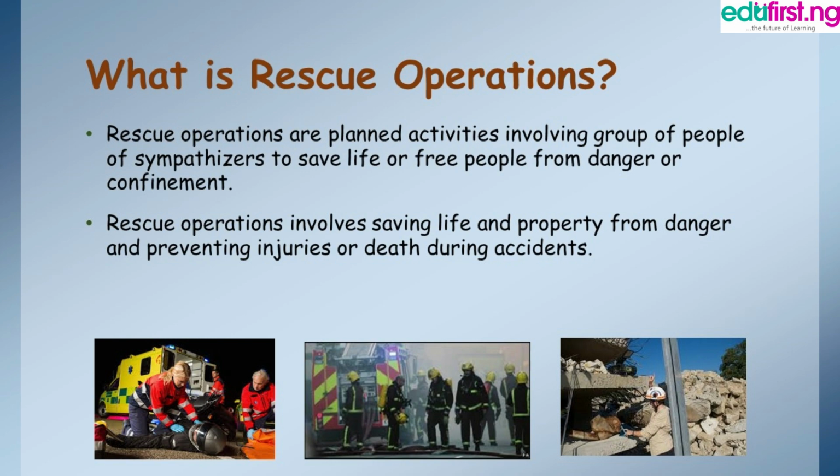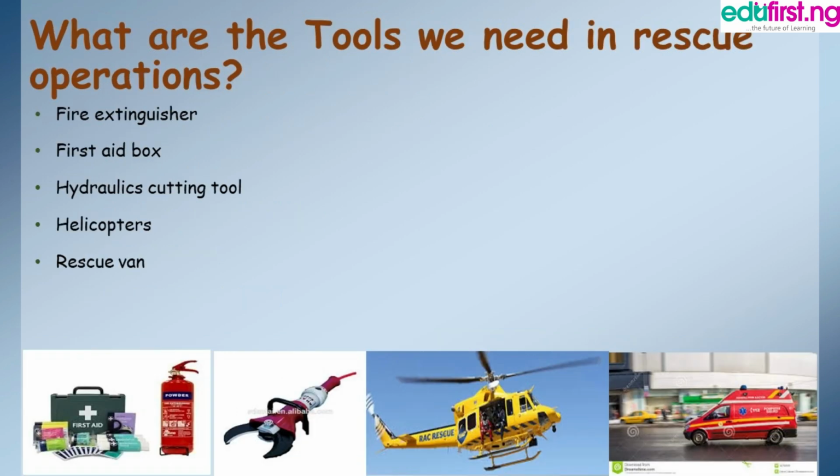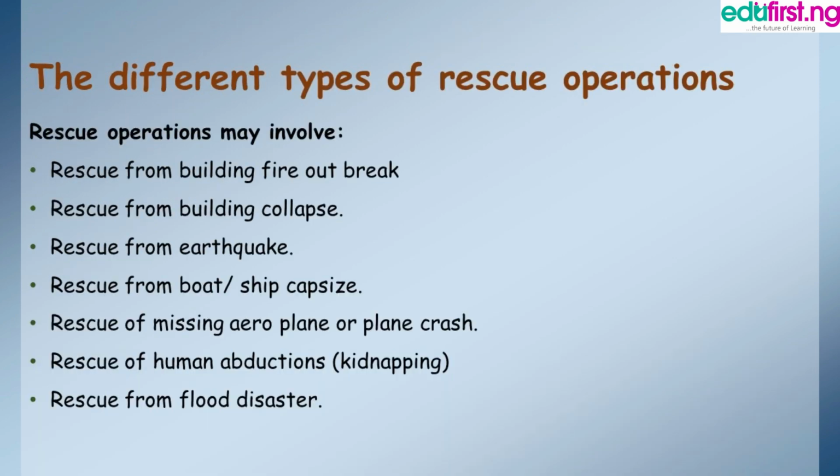We have various tools that we use in rescue operations, which include ladder or scaffolding. We have the rescue dogs, rope or net, the digger, the shovel, fire extinguishers, first aid box, hydraulics, cutting tools, helicopters, rescue vans, etc. We have different types of rescue operations, and this may involve rescue from building fire outbreaks, rescue from building collapse, rescue from earthquakes, boat or ship capsize, rescue from missing airplane or plane crash, rescue from human abductors, which are kidnappers, rescue from flood disasters, etc.